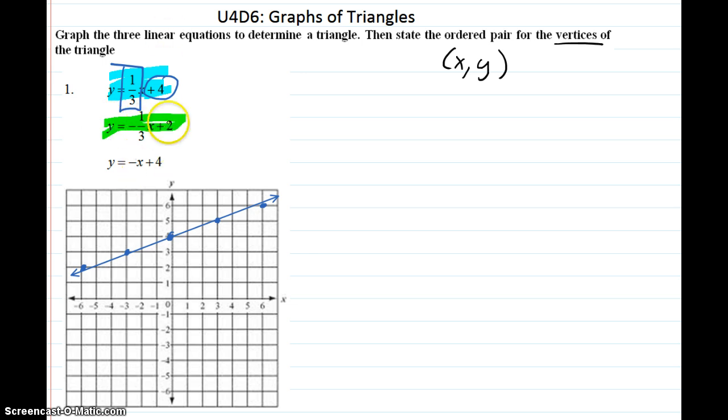This one has a y-intercept of 2. And it has a slope of negative 1/3. So down 1 to the right 3, down 1 to the right 3, up 1 to the left 3, up 1 to the left 3. Let's draw this line.